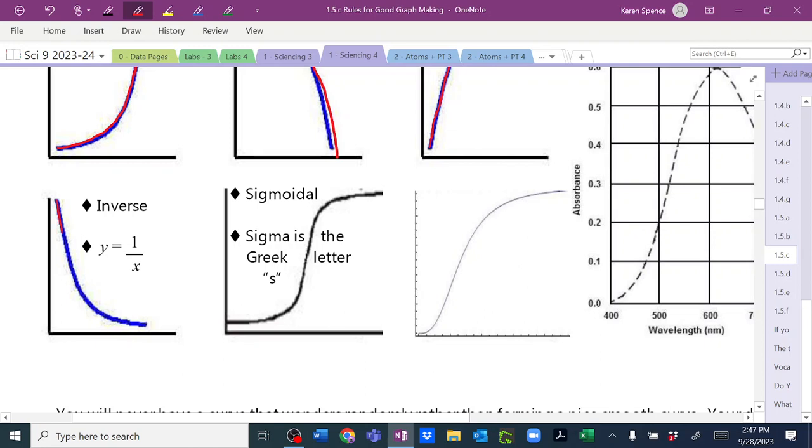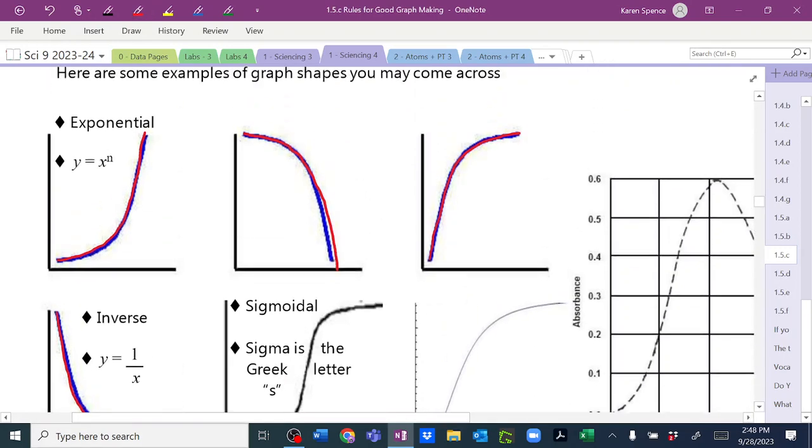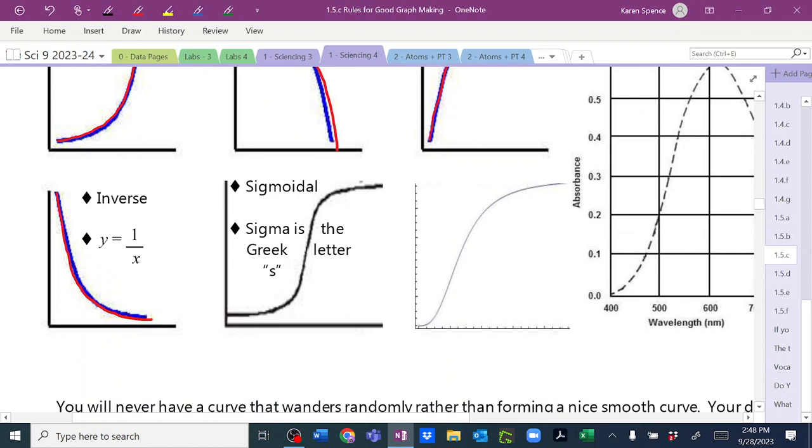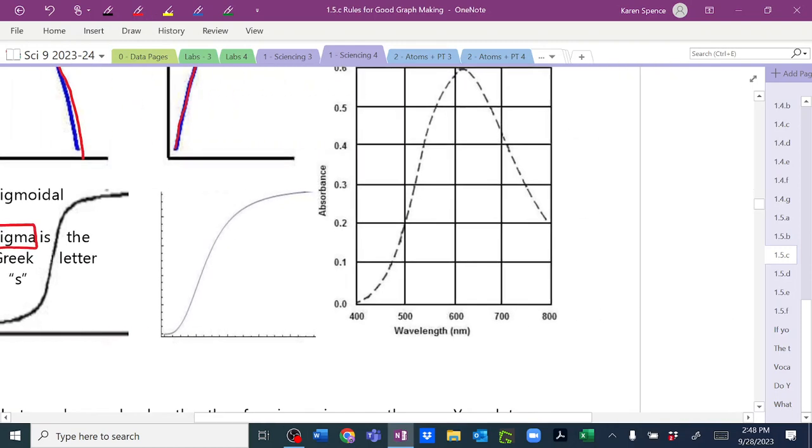This is an inverse. It goes as 1 over x, so y is equal to 1 over x. It could also have a different name as well. And then this one is called sigmoidal, which is just fun. The Greek letter sigma is the Greek letter S, which is why it's called sigmoidal, because it looks like the letter S. Do you need to know the word sigmoidal? No, you do not. Okay?